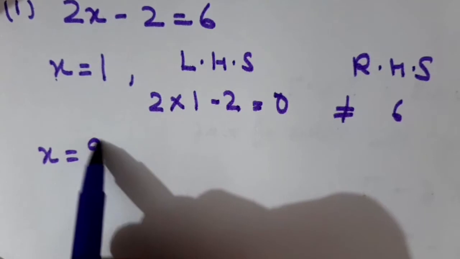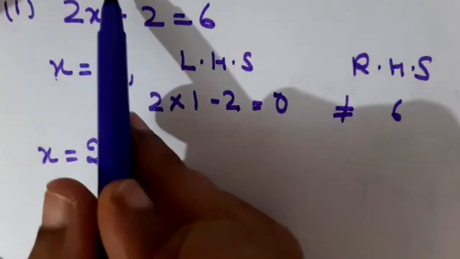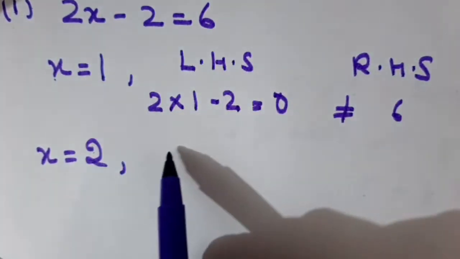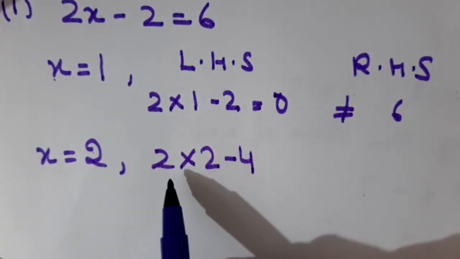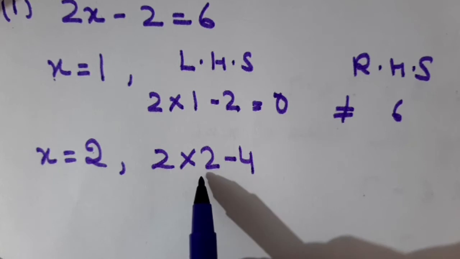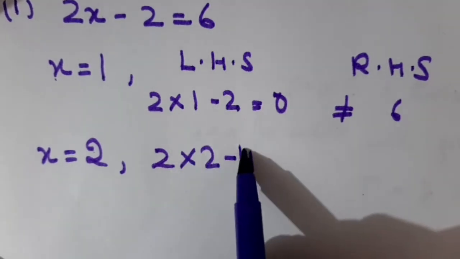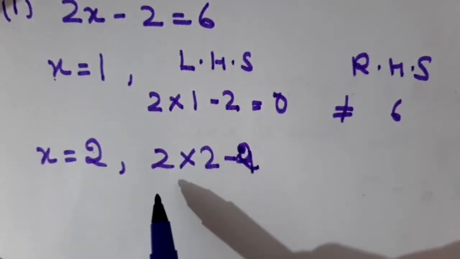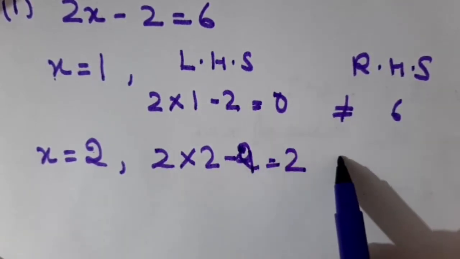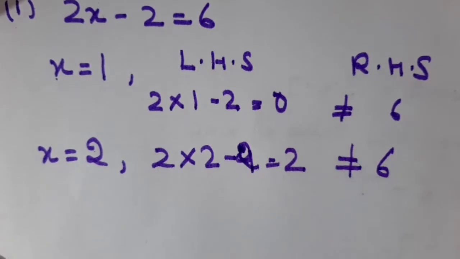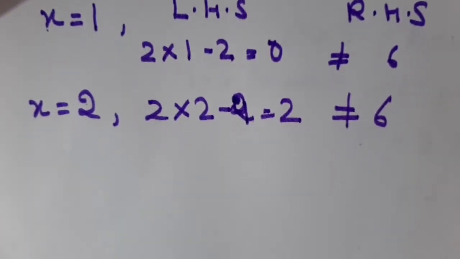Now come to x equal to 2. So now here I'll put the value of x as 2. So it will be 2 into 2 minus 2. Sorry, minus 2 here, not 4. 2 2s are 4. 4 minus 2 is 2. Again, which is not equal to 6. So 2 is also not the value here.